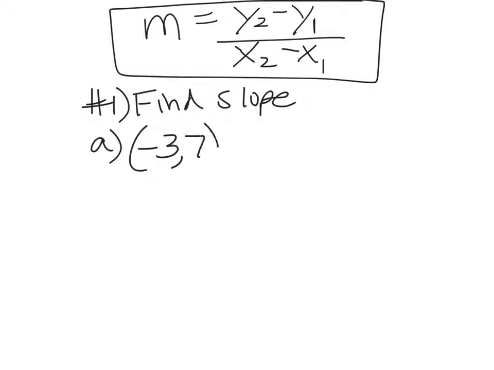-3, 7, and -2, 4. We're going to find the slope of the line that contains those 2 points. And to make a line, all you need is 2 points.